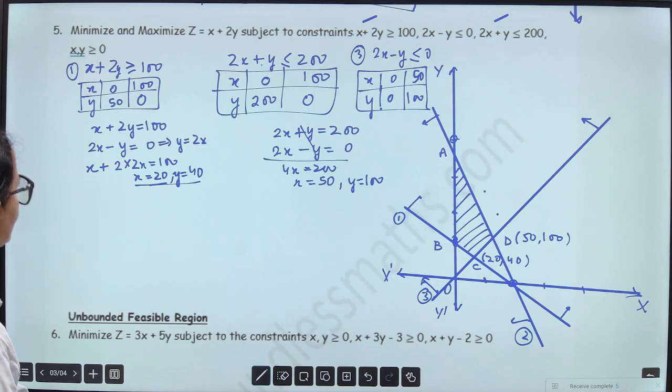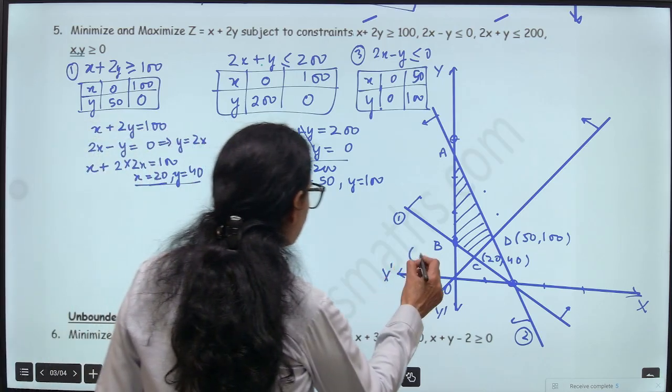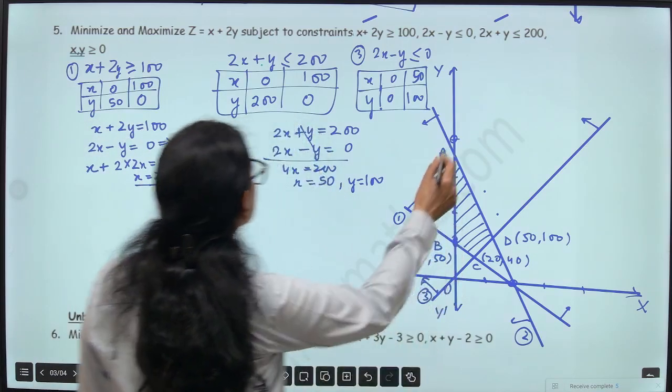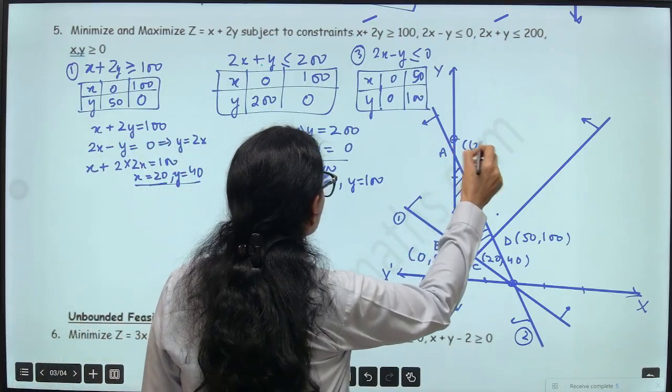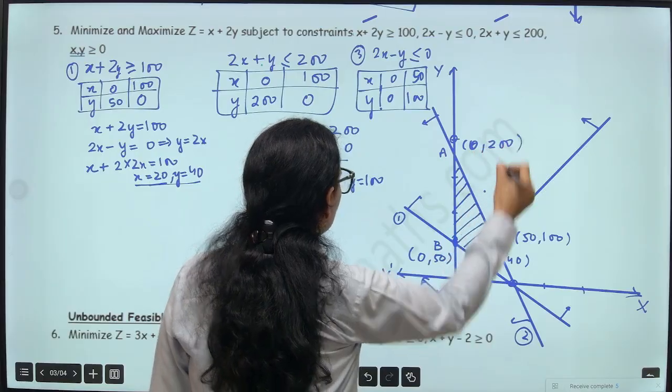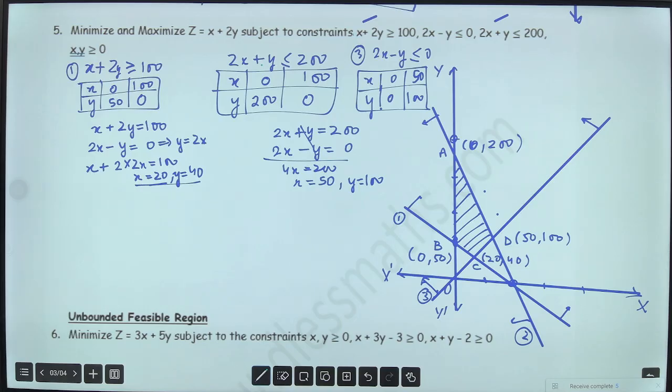Let's label the other points also. What is point B? Point B is 0, 50, and this point is 0, 200. So we have all the corner points. Now we need to minimize as well as maximize the objective function.